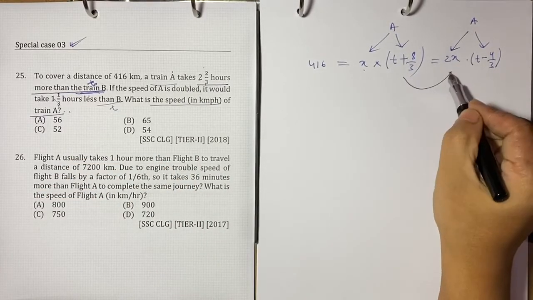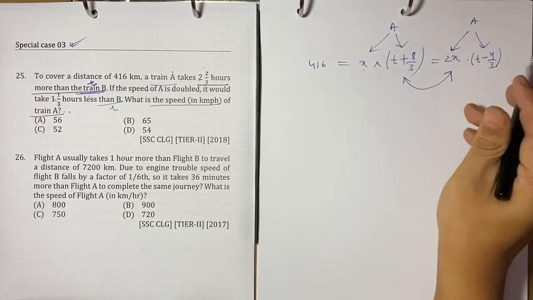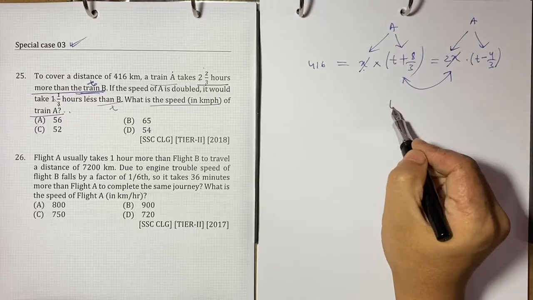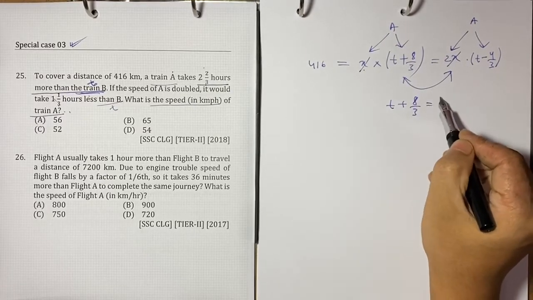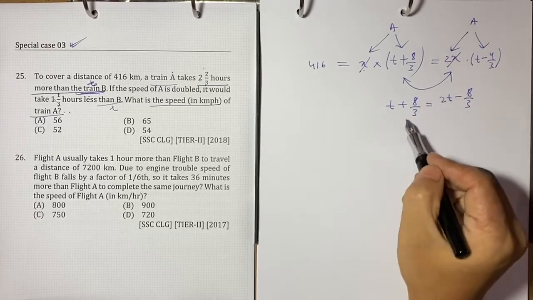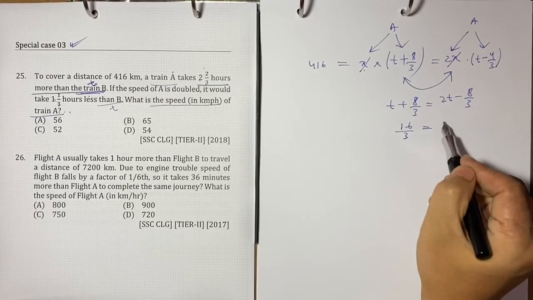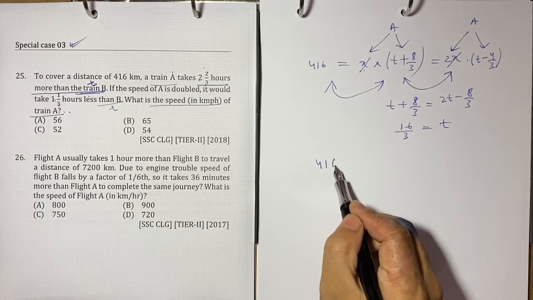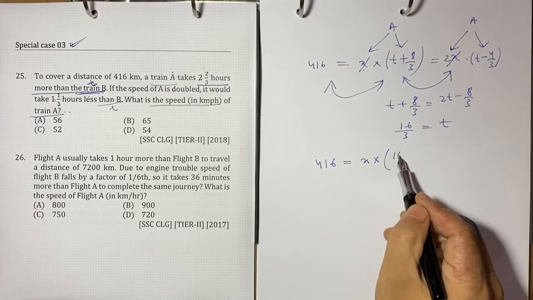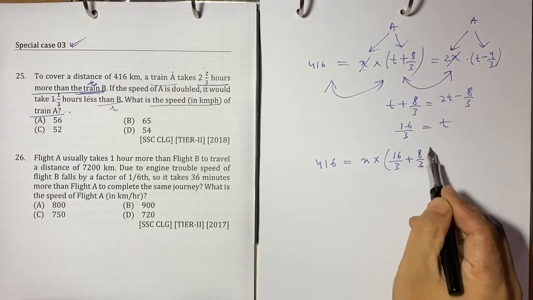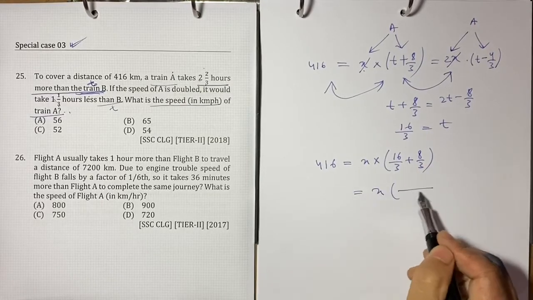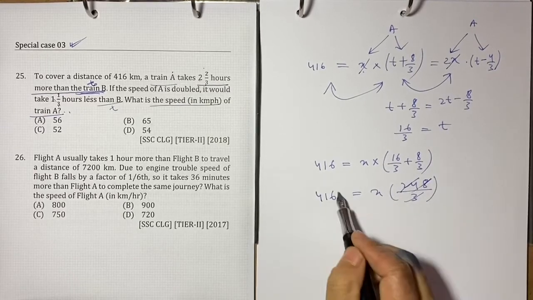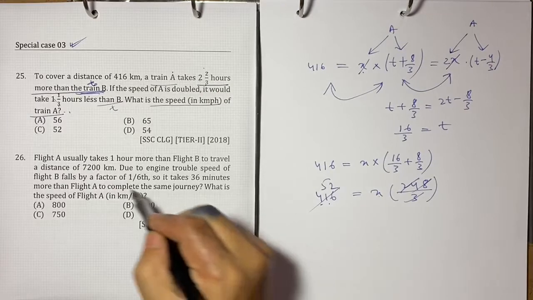We have two equations, so we calculate. Cancelling x, t plus 8 by 3 equals 2t minus 8 by 3, which gives t equal to 16 by 3. Now we find x. 416 equals x into t, which is 16 by 3 plus 8 by 3. So this will be x into 24 by 3, which is 8. 416 divided by 8 is 52. So x will be 52.